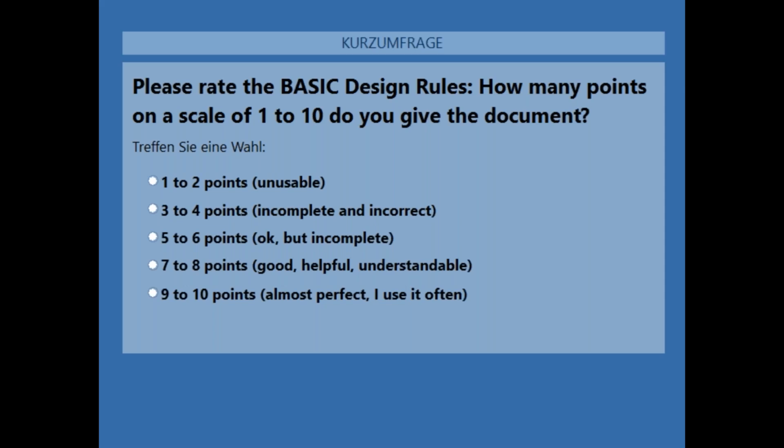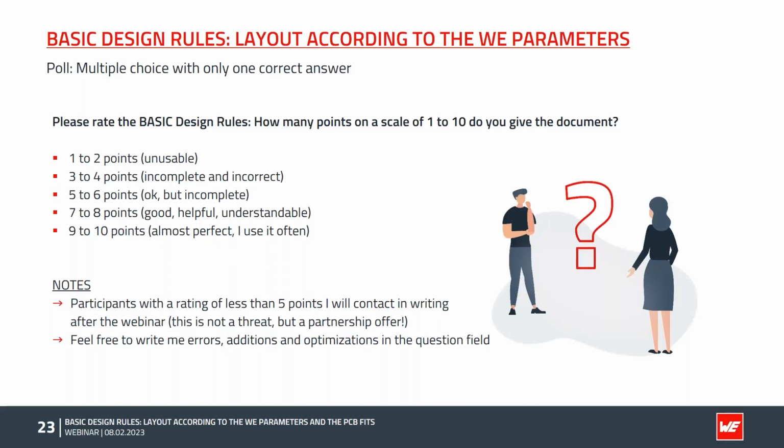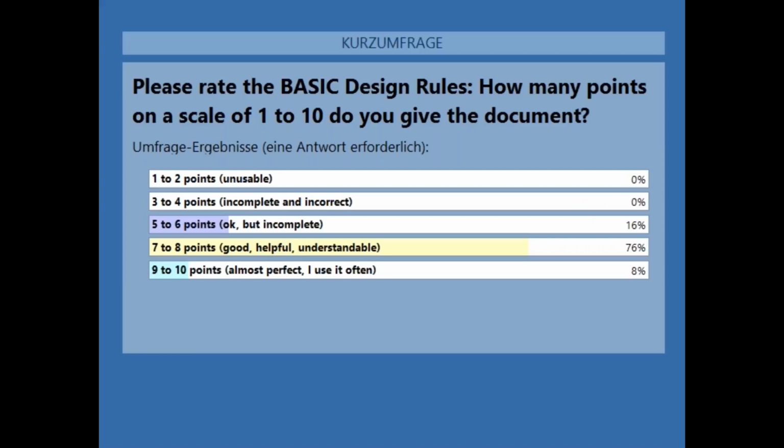Okay, so let's close the poll now and show you the result. So luckily, no one chose 1 to 4 points. There have been 16% for 5 to 6 points. So there is, of course, the chance for optimization, and thank you for this. 76% said quite good, helpful, understandable, and even 8% said almost perfect, I use it often. So thanks a lot for your participation in this poll.